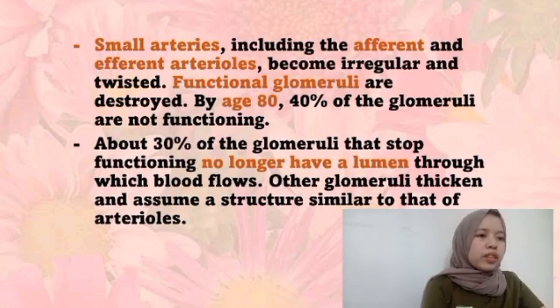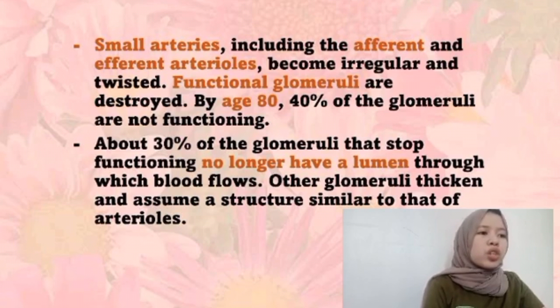Small arteries, including the afferent and the efferent arterioles, become irregular and twisted. Functional glomeruli are destroyed. The afferent arteriole is a branch of the renal artery that brings blood to the glomerulus, while the efferent arteriole is a branch of the renal artery that drains blood away from the glomerulus.